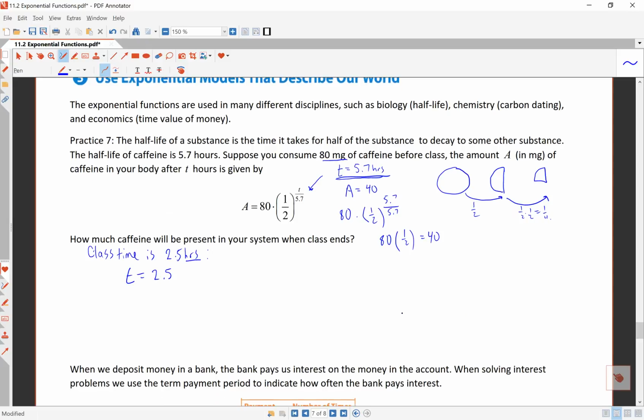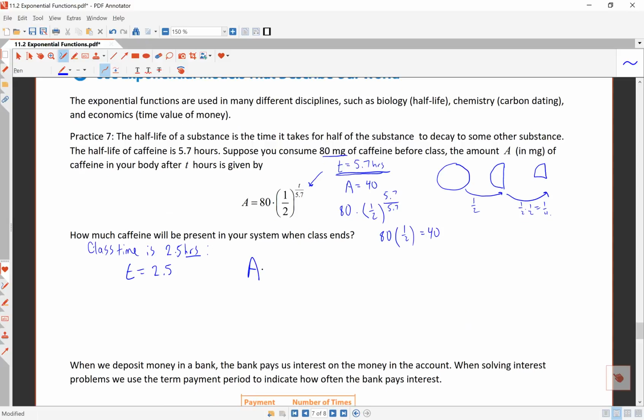So we plug that into the formula, which says that the amount of caffeine present after 2.5 hours is going to be 80 times 1/2 to the 2.5 divided by 5.7. For these, you'll need a scientific calculator. I'm going to show this to you on a calculator that can be used online called Desmos.